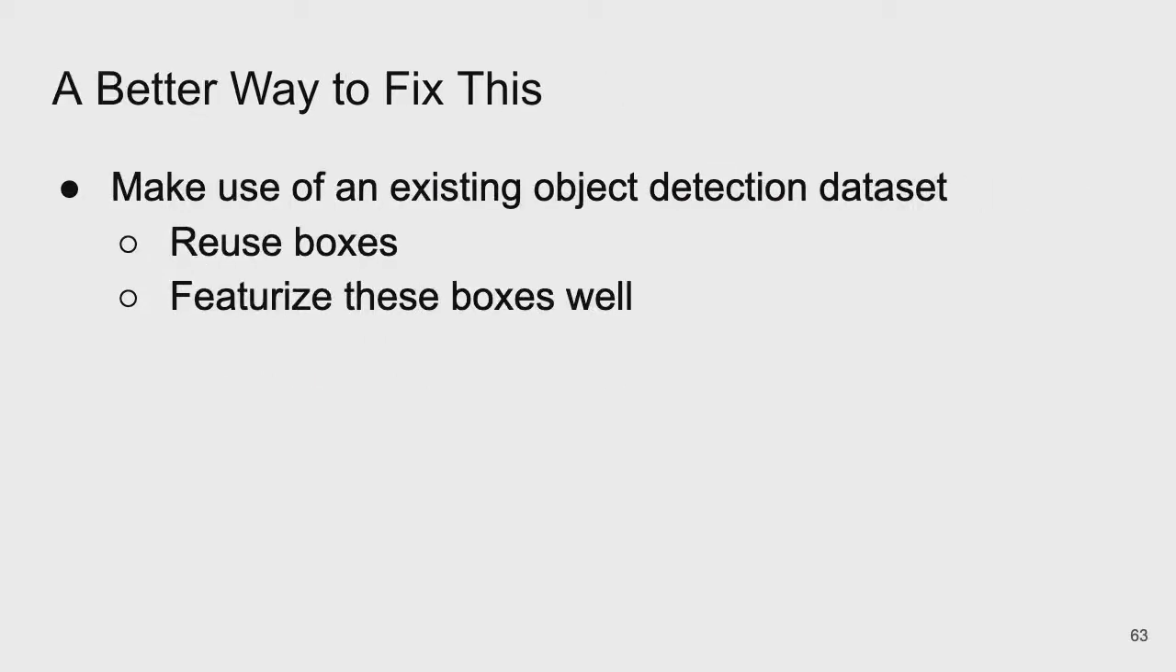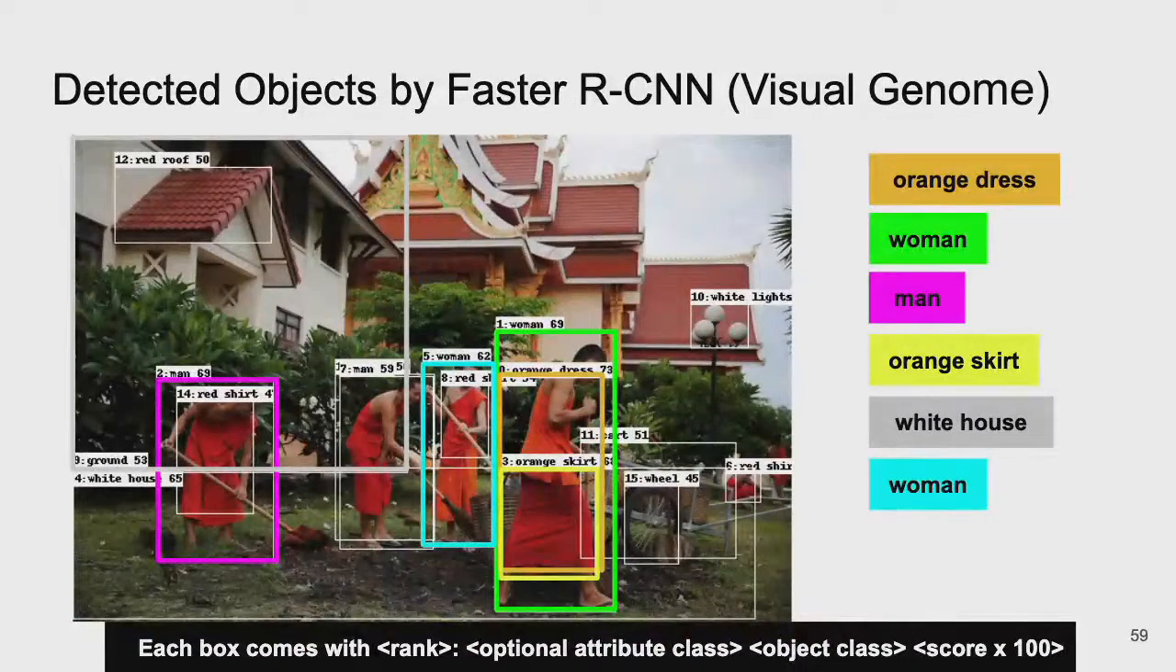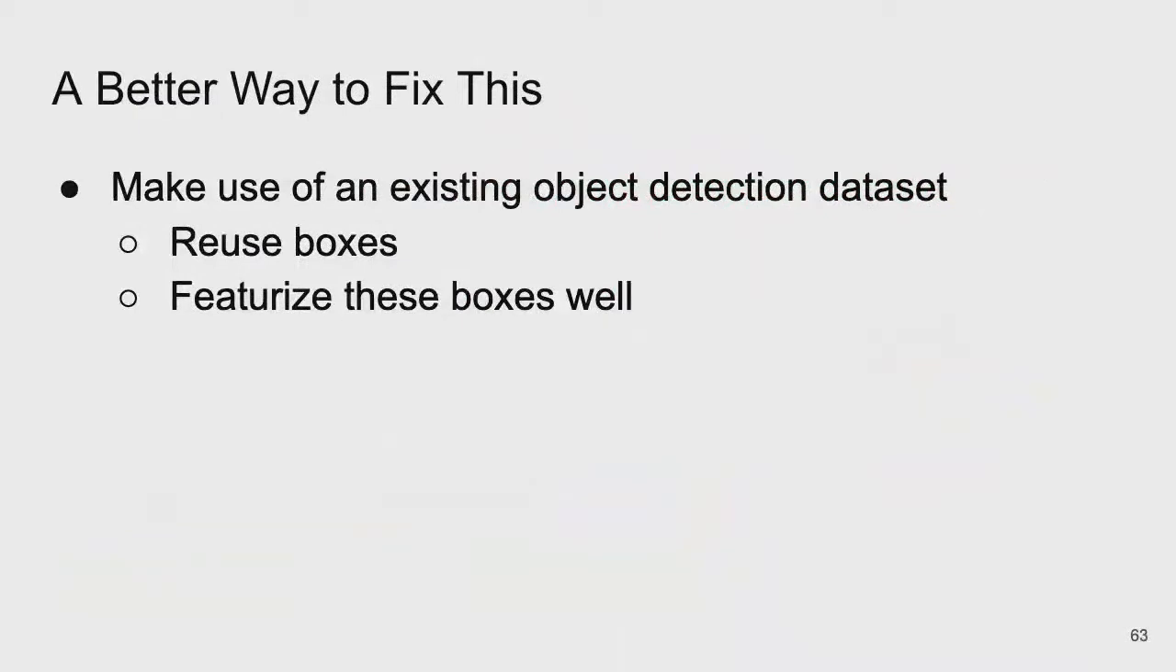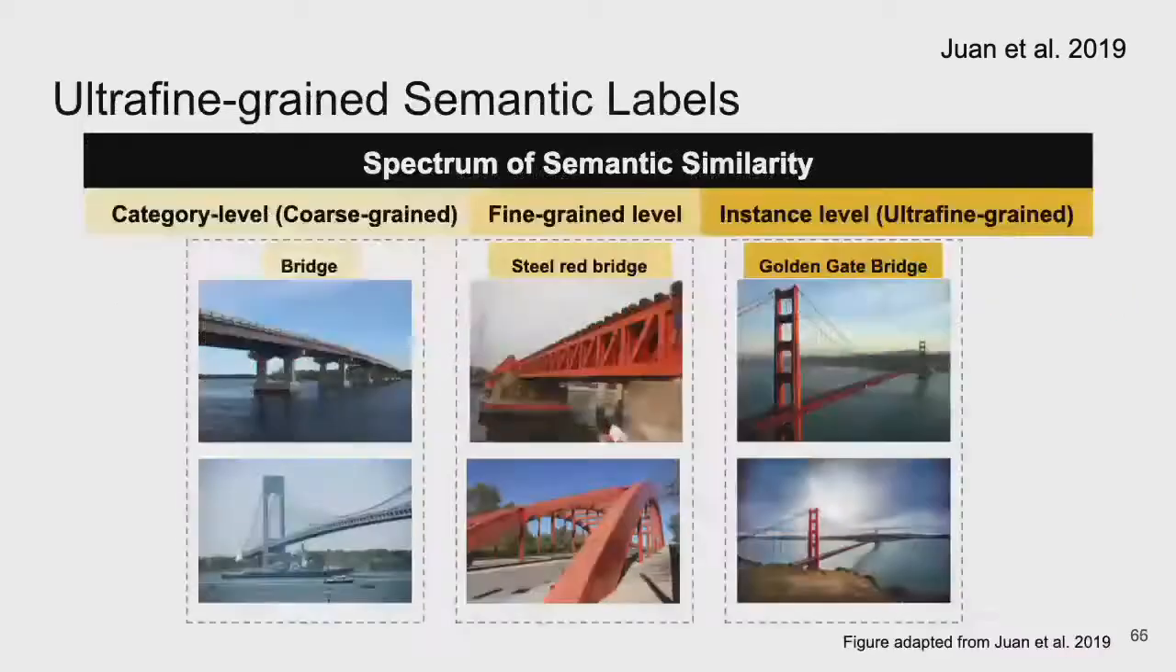So the idea of this paper is very simple. What we propose is that you just need to reuse boxes. Of course, maybe you'd recognize that this label is wrong, that it is a woman. But you can reuse boxes, and then you featurize each box well. And what I mean by well is that I'm going to use a large amount of image-level data here. That is where these ultra fine-grained semantic labels come in. This is the granularity at the level of instance, not just rich but something like dark red rich. This is kind of like Visual Genome in a way, attribute plus object.